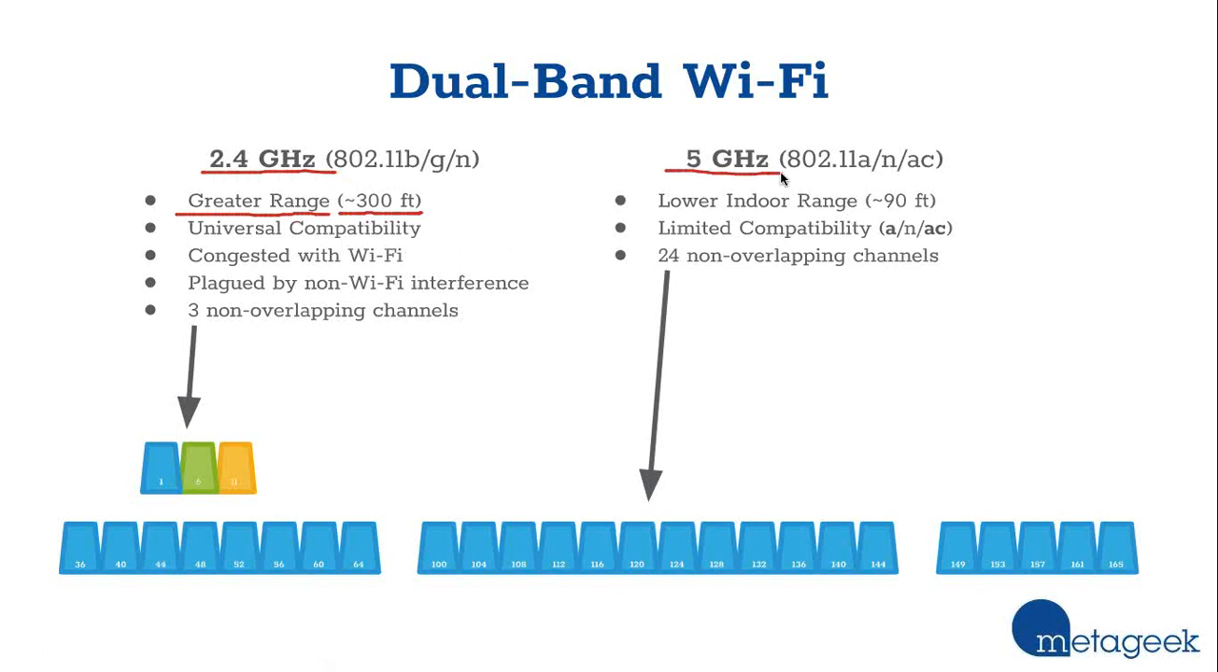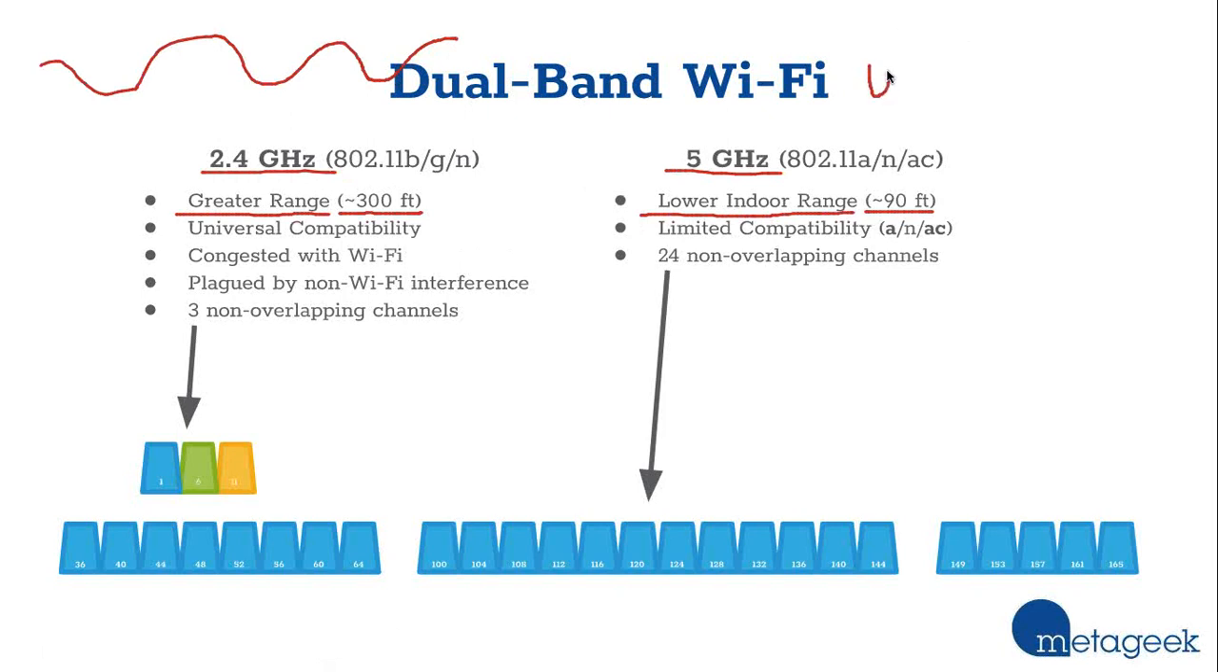Whereas in the 5 gigahertz band, we see a much lower indoor range. We only see about a 90-foot range indoors. Now, why is that exactly? Well, it's because of the frequency band, which determines how long the wavelengths actually are. In the 2.4 gigahertz band, we get a nice long wavelength that does a pretty good job of punching through stuff. It goes through things like doors and walls and filing cabinets and things like that fairly well.